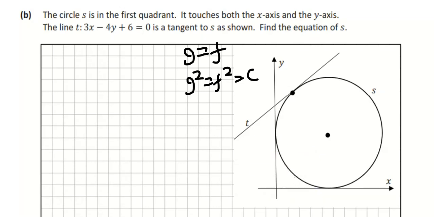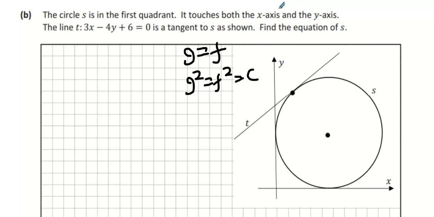Now, what else do we know? We know that S is a circle in the first quadrant. It touches both the x and y axis. No bother. The line 3x minus 4y plus 6 is a tangent to S as shown. Find the equation of S.